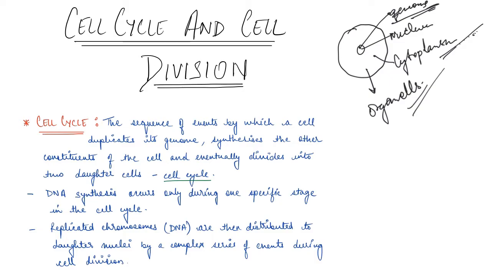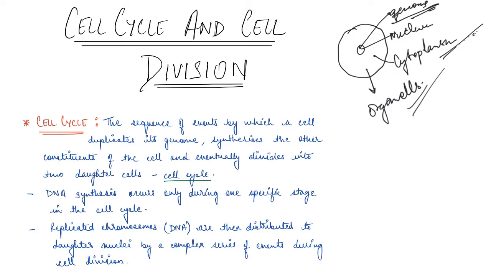Now, DNA synthesis. The genome is duplicating itself, and the genome here is DNA. DNA synthesis occurs only during one specific stage of the cell cycle. Remember that. Now the replicated chromosomes or DNA are then distributed to daughter nuclei by a complex series of events during cell division. We'll see what that series of events is as well.